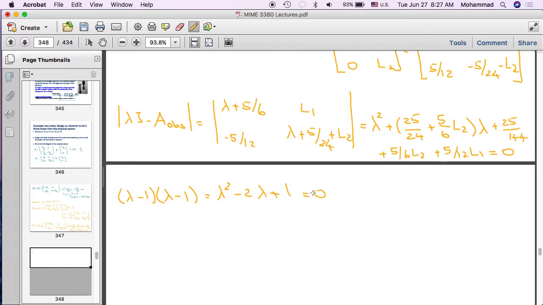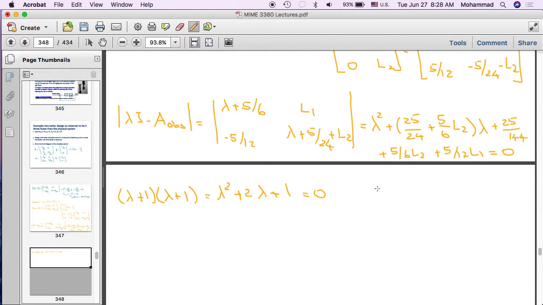It should be plus 1. If you want the eigenvalue lambda to be at negative 1, the expression should be lambda plus 1 times lambda plus 1. So this should be plus 1, this should also be plus 1, so this becomes plus 2 lambda. So the coefficient of lambda squared matches, so that's good news. Then our goal is to match the rest of the coefficients.